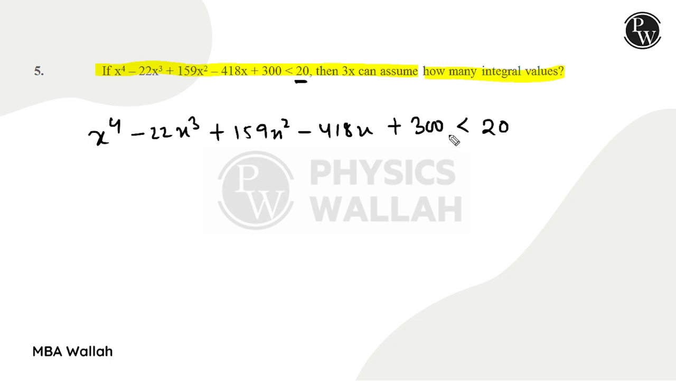Now one thing that you have to pay attention to: you'll have to transpose this thing to this side. So this will become 300 minus 20, which is 280, less than or equal to 0. The rest of the terms remain the same, so I'll not waste time.